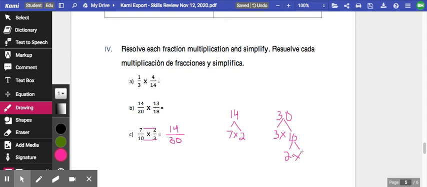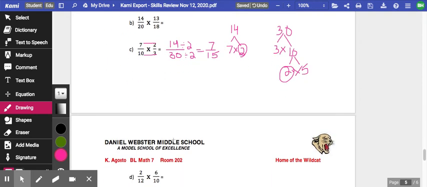And then I can multiply the common prime factors. Well, the only common prime factor we have here is 2, right? So I'm just going to divide both by 2. And I get 7/15. Okay? So that's the multiplying straight across, that's the simplifying.